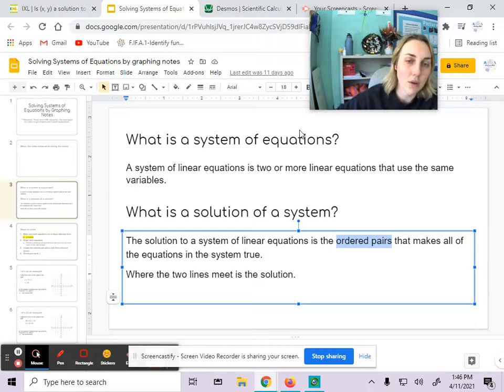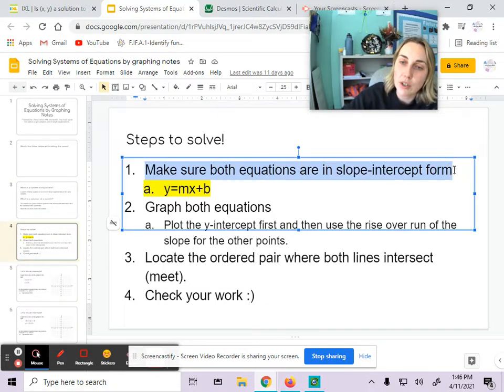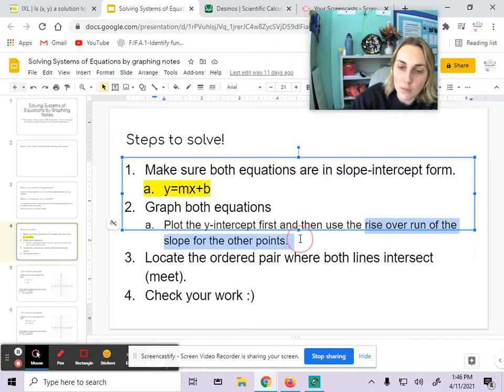Okay, so here are the steps to solving. First, you're going to make sure both of your equations are in slope-intercept form. Slope-intercept form is y equals mx plus b, and then you have to graph both equations. To do that, you plot the y-intercept first. We talked about this last week. And then you use the rise over run of the slope for the other points.